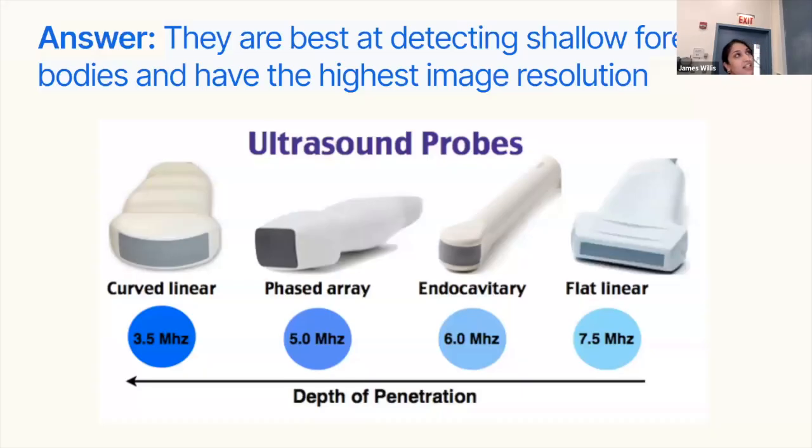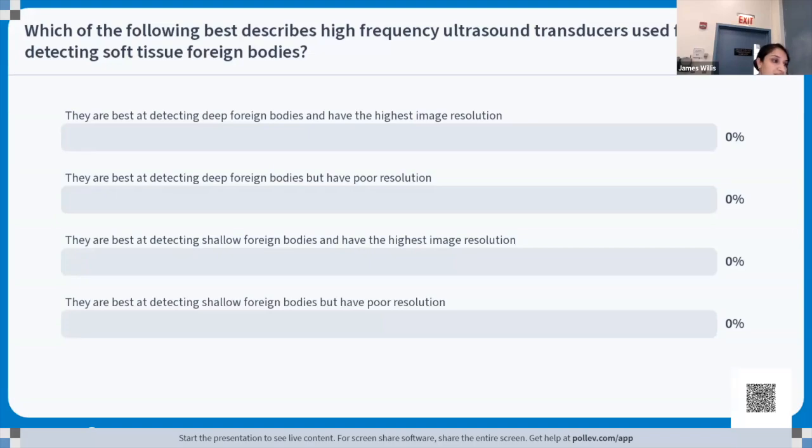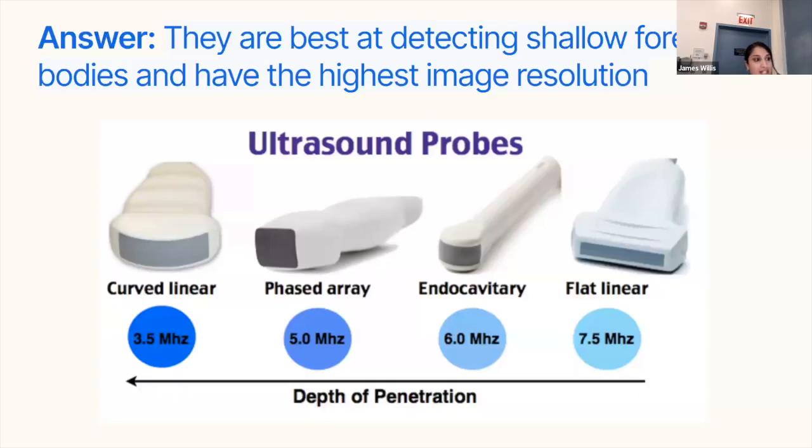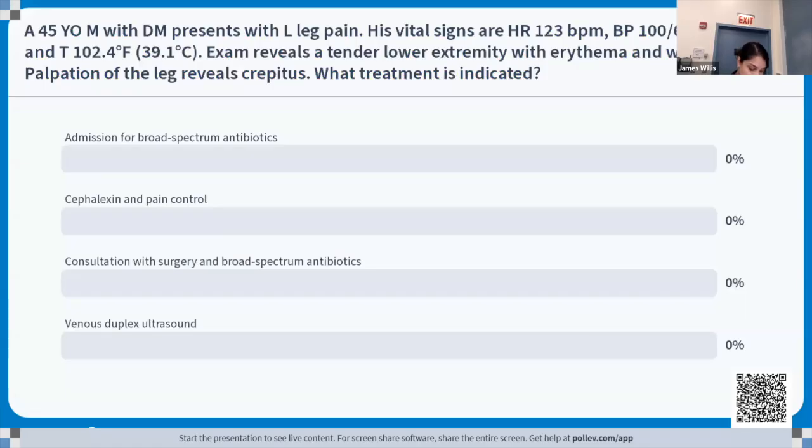So the answer is, let me just go back to the question. The high frequency ultrasound transducers are better at detecting shallow foreign bodies, and they have the highest image resolution. These can often be missed by conventional radiography, so that's why it's a great thing to use. And they allow for greater resolution of the image. And then we'll do the next question.